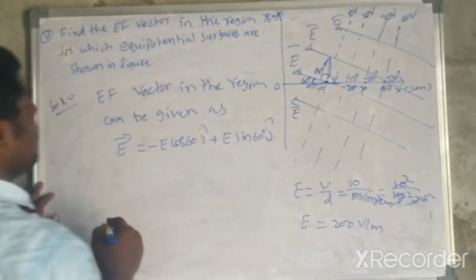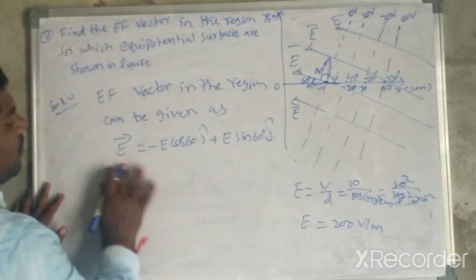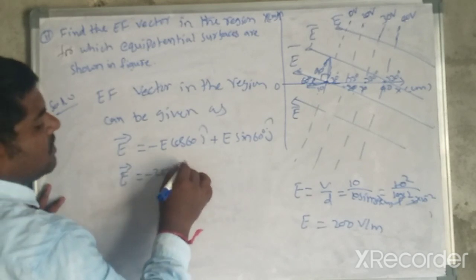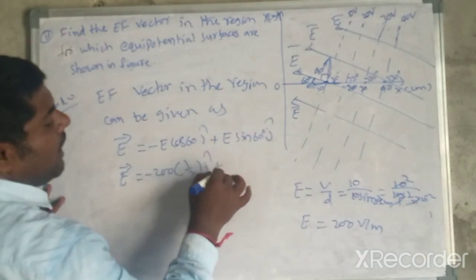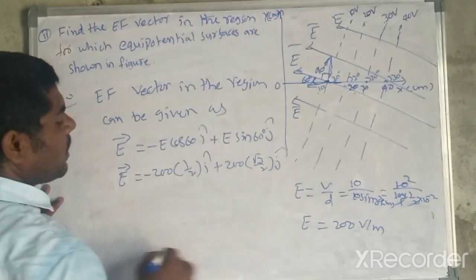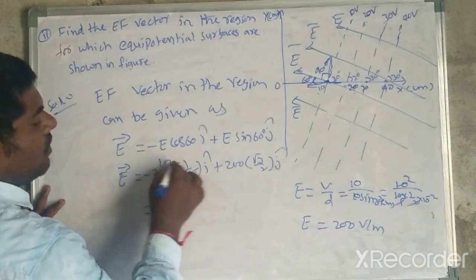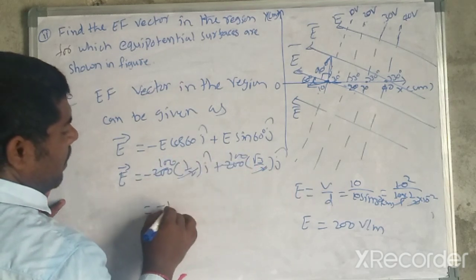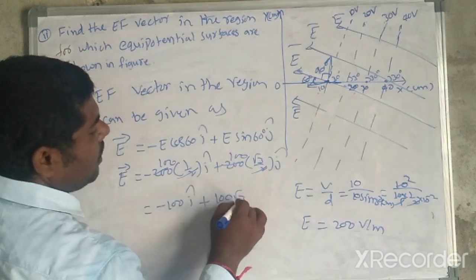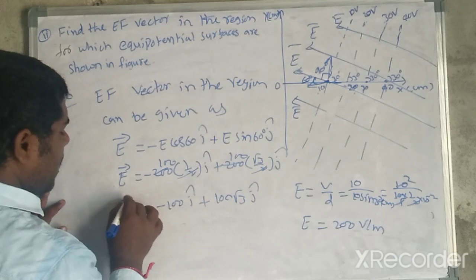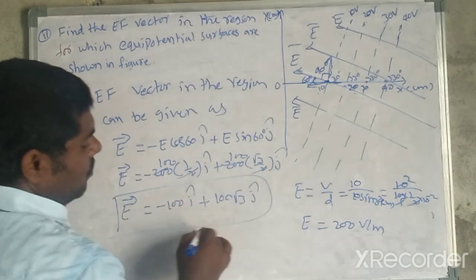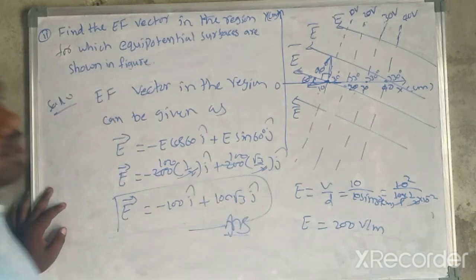Substitute this value here. So E bar is equal to minus 200 cos 60, which is 1 by 2, along the i cap, plus 200 sin 60, which is root 3 by 2, along the j cap. So this is 100. Now E bar equals minus 100 i cap plus 100 root 3 j cap. This is the electric field direction in this region. So this is the answer to the question.